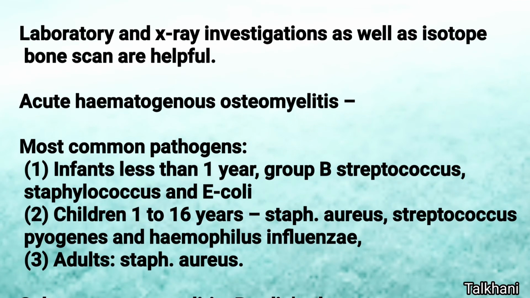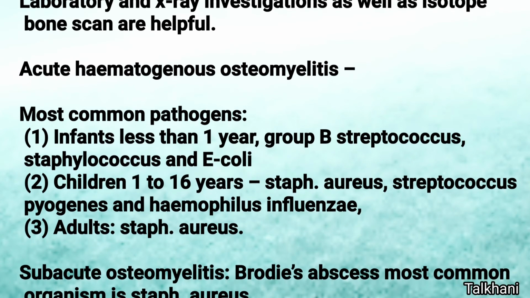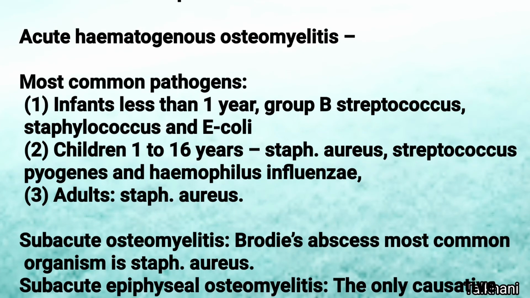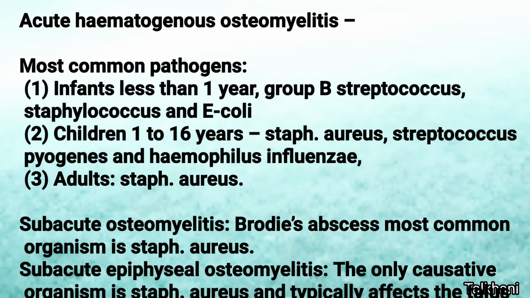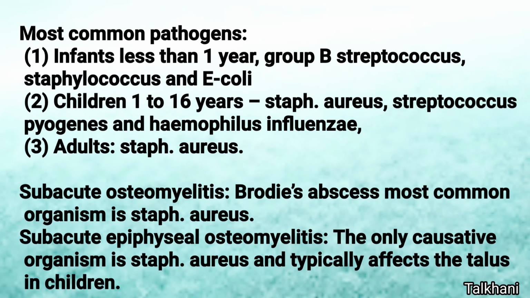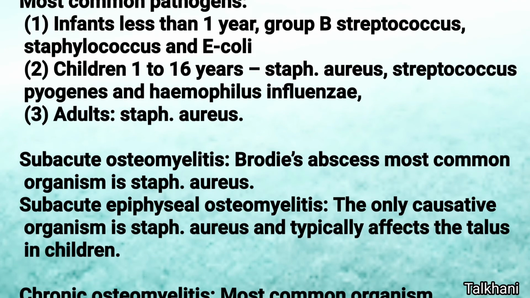Subacute osteomyelitis, Brodie's abscess: most common organism is Staph aureus. Subacute epiphyseal osteomyelitis: the only causative organism is Staph aureus, and it typically affects the talus in children. Chronic osteomyelitis: most common causative organism is Staph aureus.